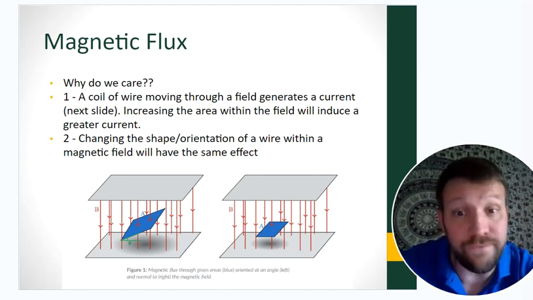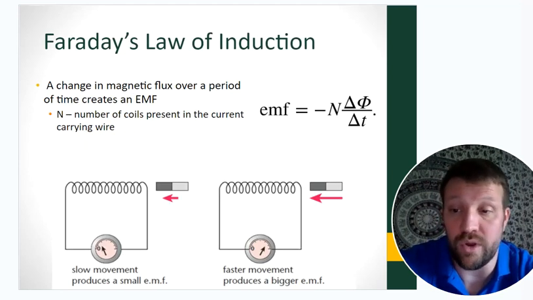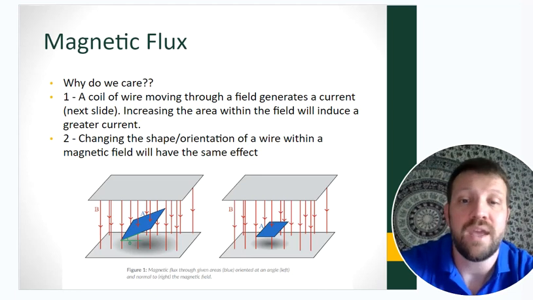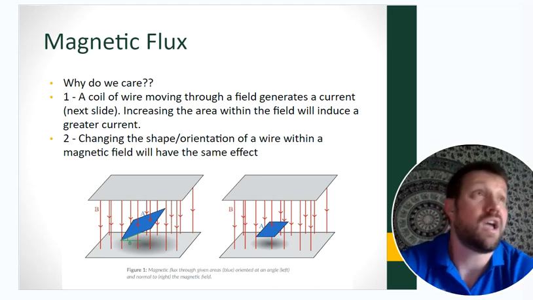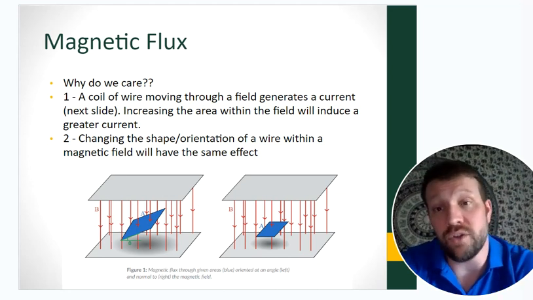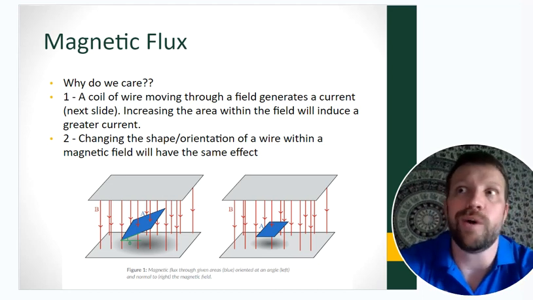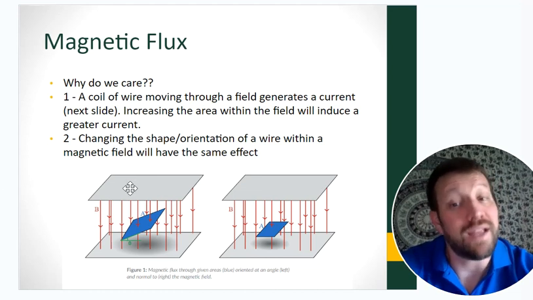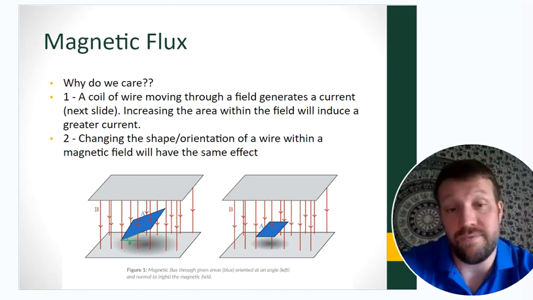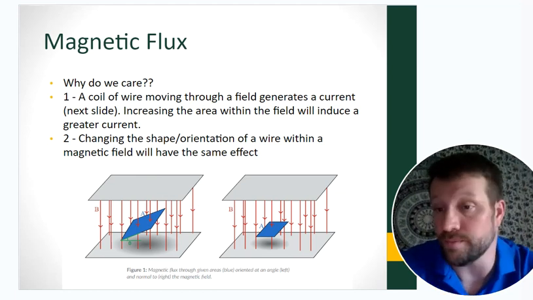So why do we care here? First, a coil of wire moving through a field generates our current, right? And that's something we talked about a little bit. We'll get more into Faraday in a second, and the calculations behind that. But increasing the area within that field will induce a greater current. And that'll work oppositely also. When we go way back to our coiled wire around a nail, we're going to want to coil that a lot, and thus we'll create a bigger magnetic field. So this works both ways. And then changing the shape and orientation of a wire, like I just mentioned, within that magnetic field will have the same effect. All right, and we'll create either a bigger current or a bigger magnet if that's our goal.